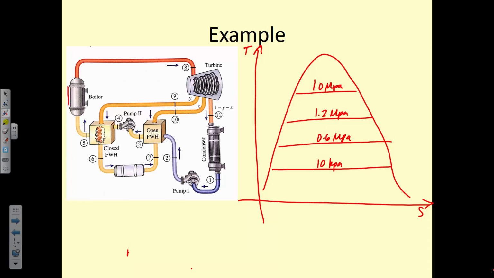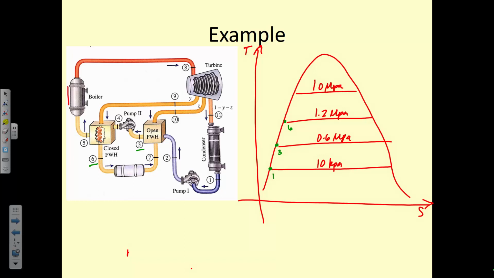Okay, so some points we know easily, right? Like coming out of state 1 is a saturated liquid at 10 kilopascals. What's another one that we know is a saturated liquid coming out of state 3 and state 6? Okay, so what's the pressure at state 3? Okay, 0.6, state 3. What's the pressure at state 6? Yeah, it's 1.2. So there's 1, 3, and 6.